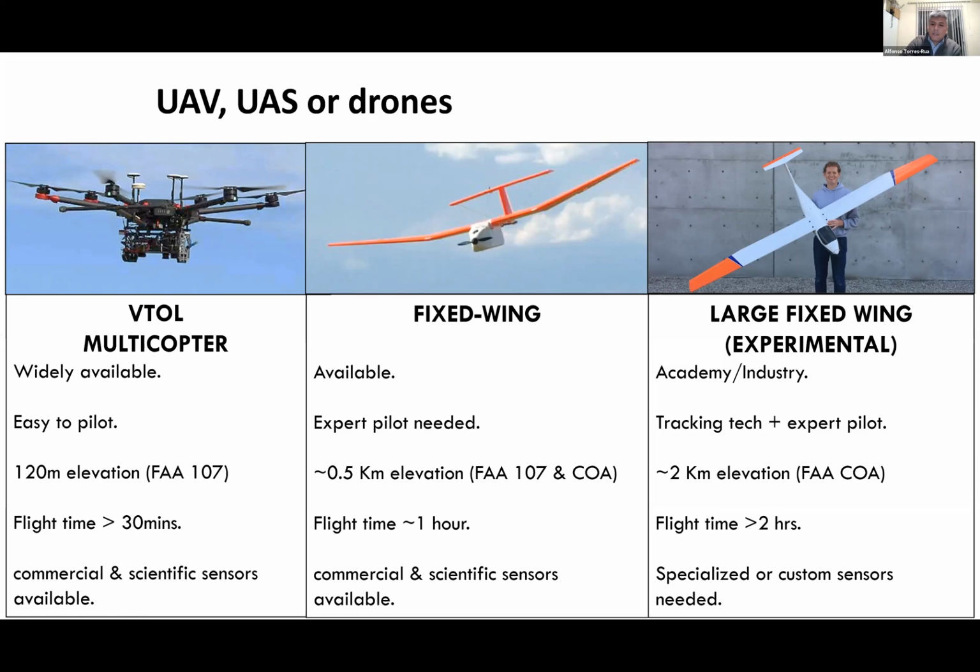Then there is a 3rd type of UAVs that we call experimental, and they are just a larger version of the fixed wing. They are few in use, and mostly in academia or industry. They require additional technology for their use, and in addition, better skills from the pilot. And these aircraft have a better battery endurance, a higher elevation, and also need a specialized or customized sensor due to the elevation at which these aircraft are flying.